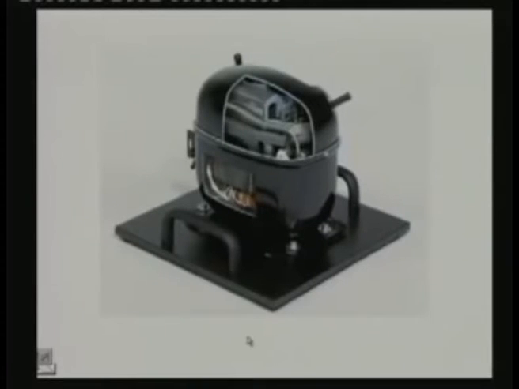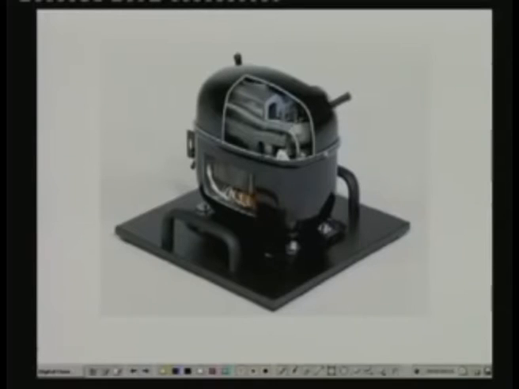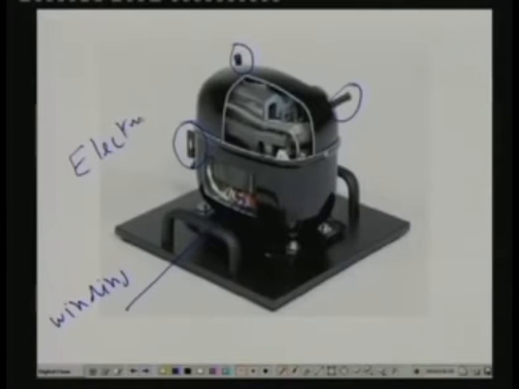This shows the cut view of an industrial refrigerant compressor of hermetic type. So you can see the copper winding here. And this is the outer shell, and these are the connections for inlet and outlet, and this is for the electrical connections. So from the outside you really don't see anything, you just see a shell and two connections, one for the suction line and the other for the discharge line, and the electrical connections. So this is a typical hermetic compressor used in small capacity systems.